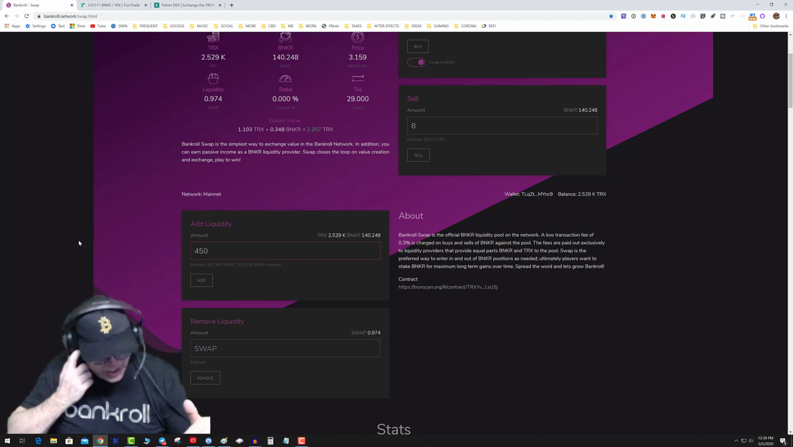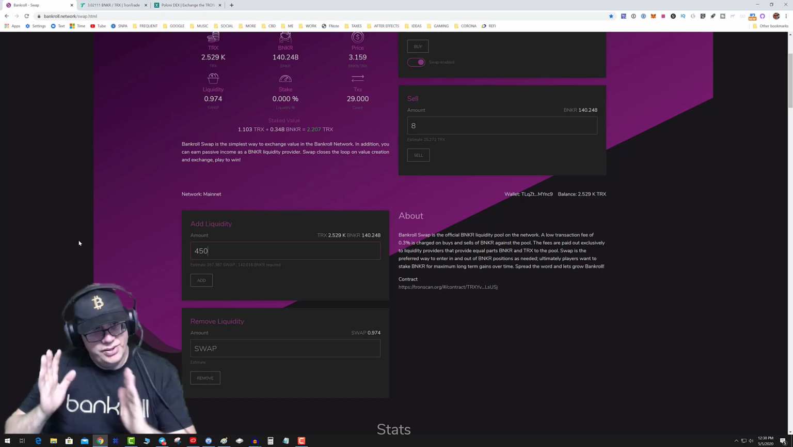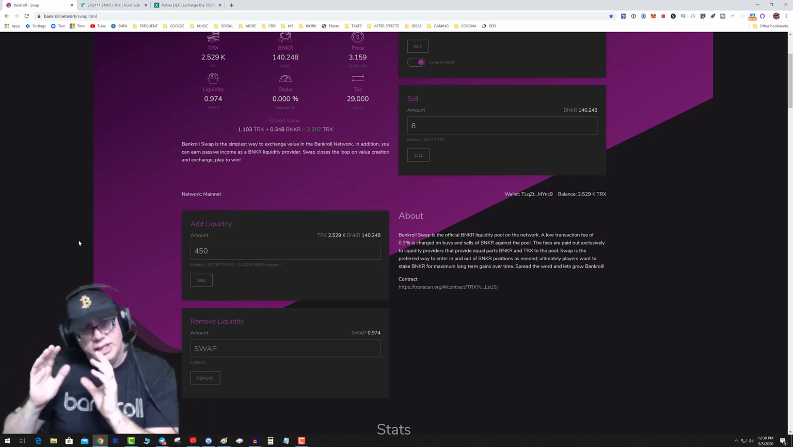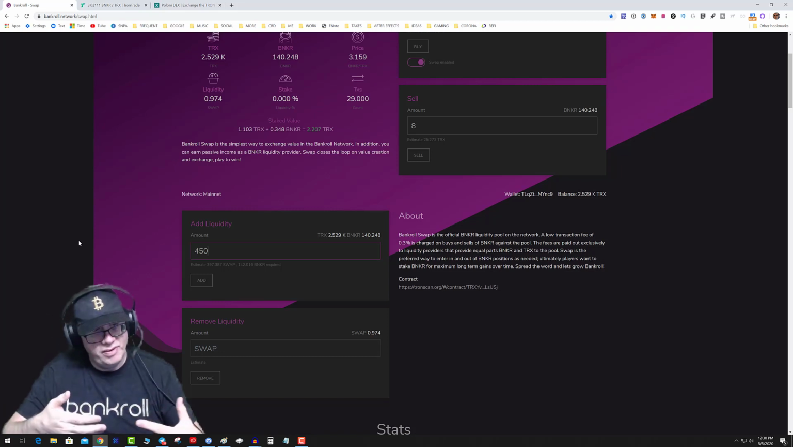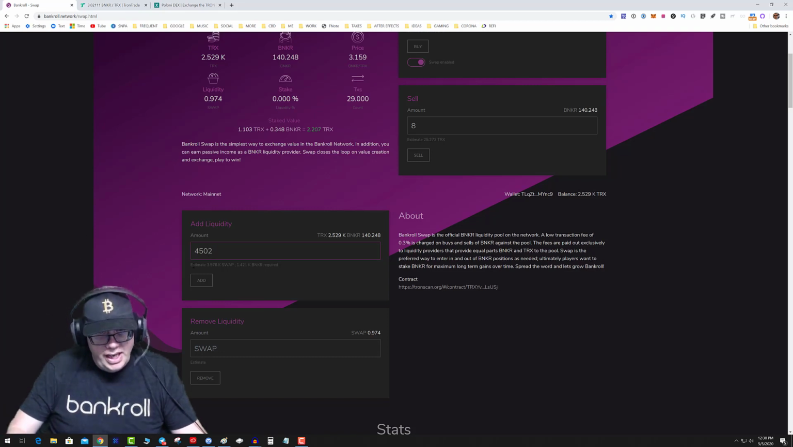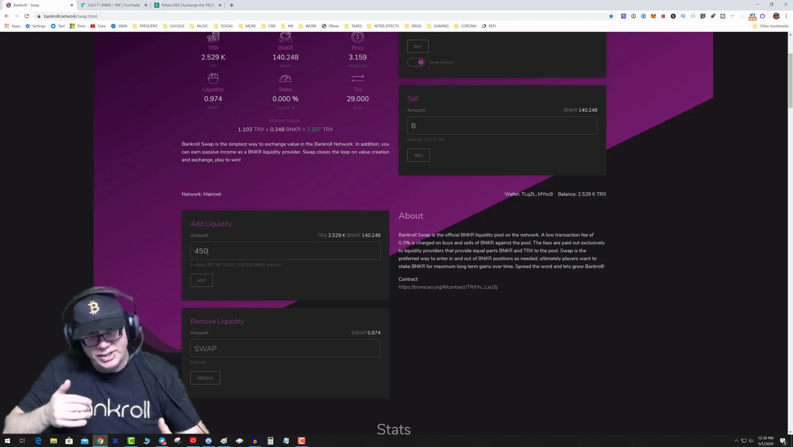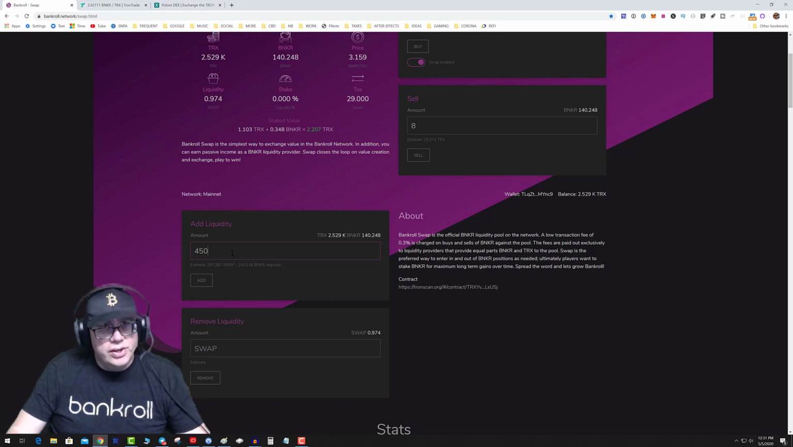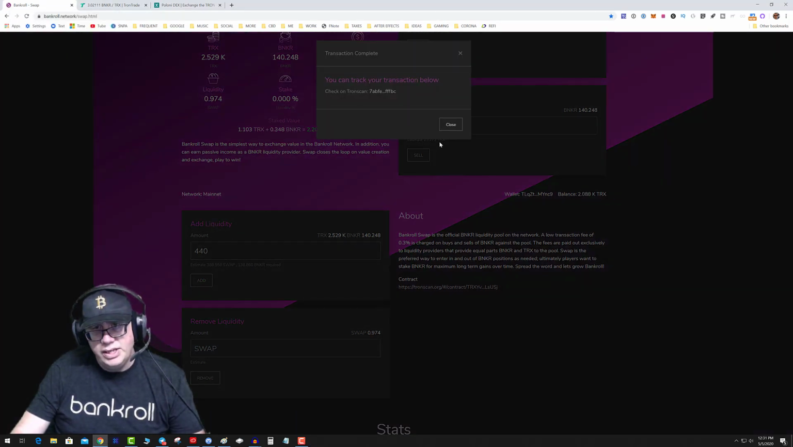Okay, I know it seems confusing, but the reality is you have to place both sides of collateral into the contract in order to provide the liquidity. And like I said, this basically creates a fluid market where all the liquidity is constantly being used. So 142, so about 440. If I type in that I want to deposit 440 TRX, it's telling me that I have to have 138 Banker. Well, I have 140, so I'm good to go. So I'm just going to simply hit add, and I'm going to add that liquidity to the pool.